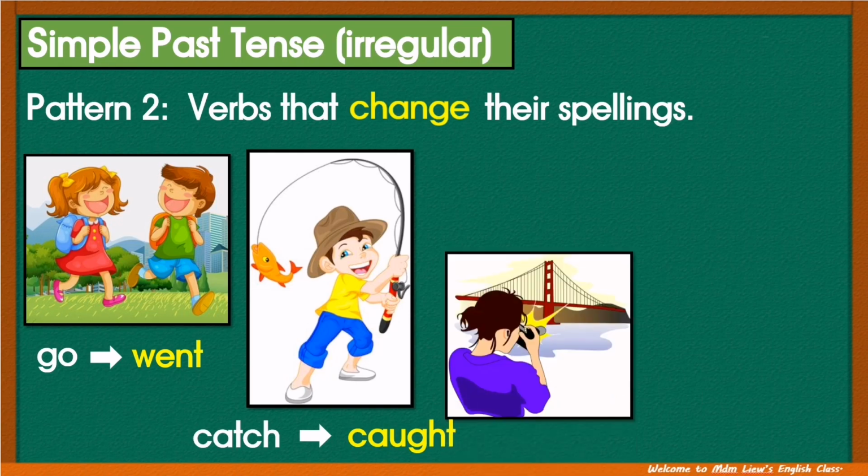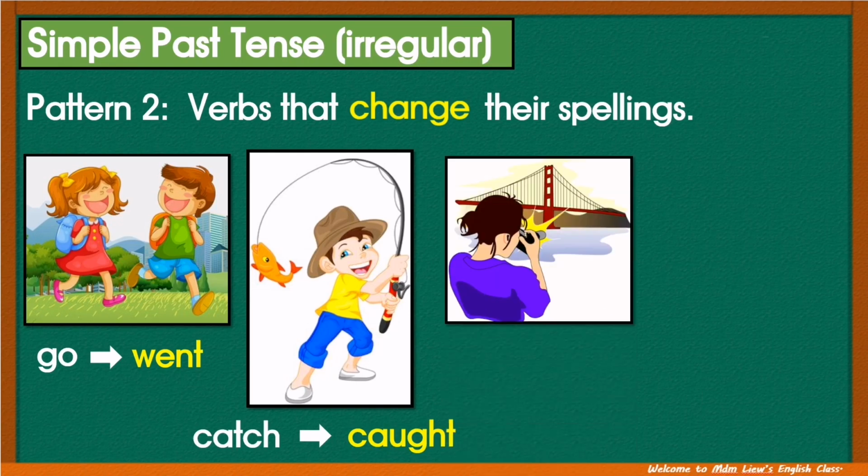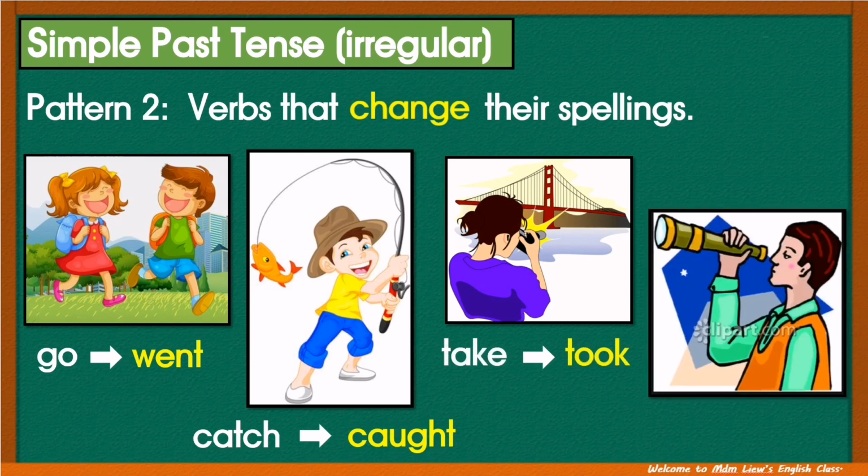Number 3. The action word is take. The past tense of take is took. T-O-O-K, took. Take becomes took. Number 4. The action word is see. The past tense of see is saw. S-A-W, saw. See becomes saw.